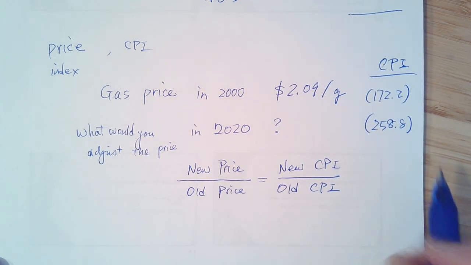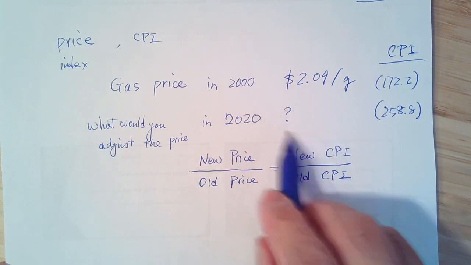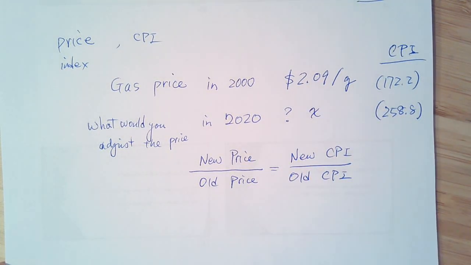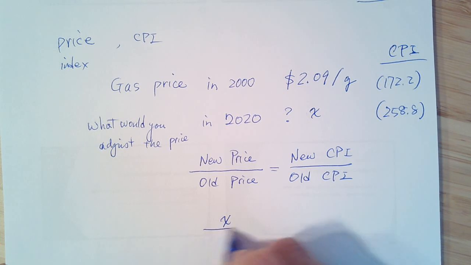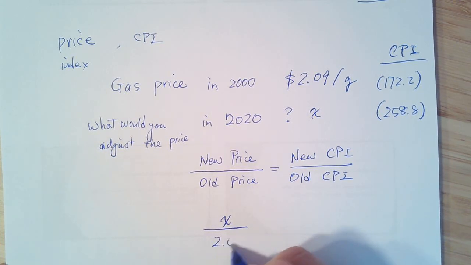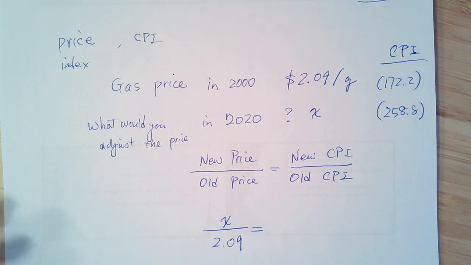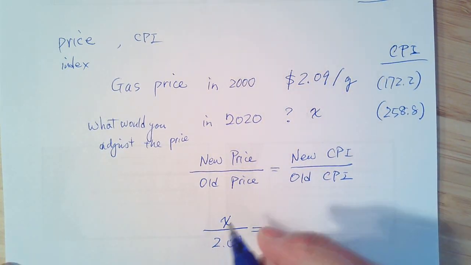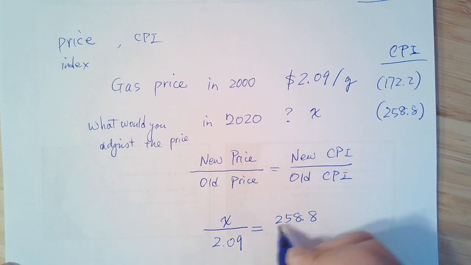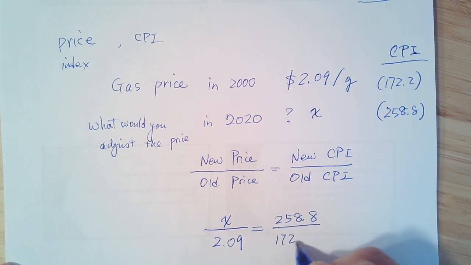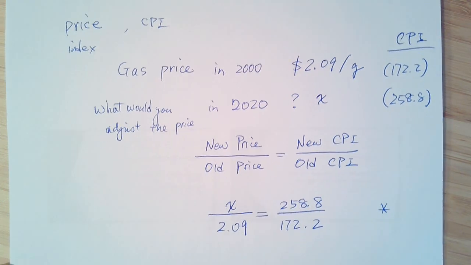Which means equivalent. Now this is the new price that we don't know. We just assume this is X because that's what we're looking for. Therefore, X divided by the old price, 2.09, should be the same as the new CPI over the old CPI, at the same ratio: 258.8 over 172.2. Now this is the most important application of it.